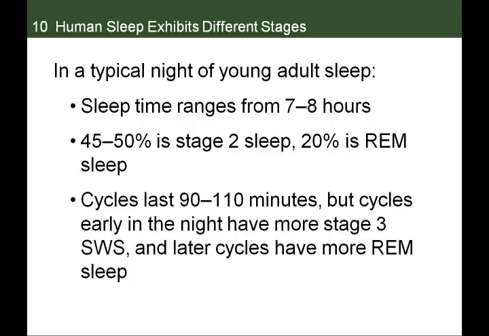So at the beginning of the night, you have more deep sleep, more slow wave sleep, delta waves. And as the night wears on, you have more REM sleep. That's why it's much harder to wake you up in the middle of the night when you're going through slow wave sleep, and it's easier to wake up later on in the night because you're going through REM sleep. Okay? Does that make sense? Okay.